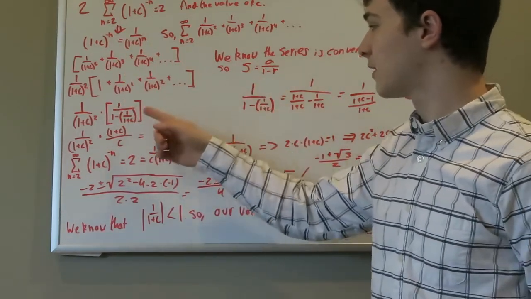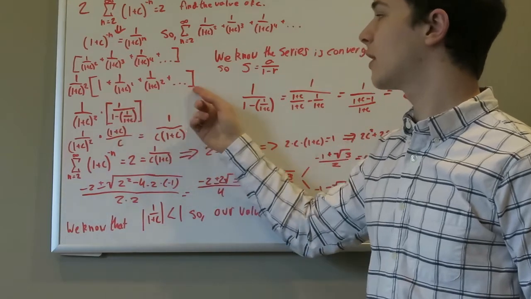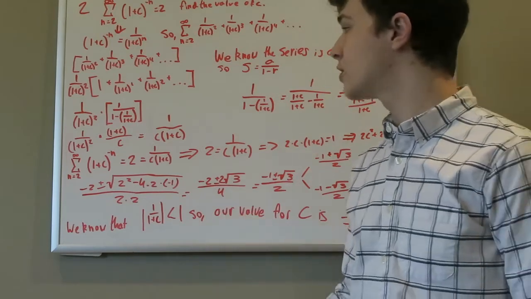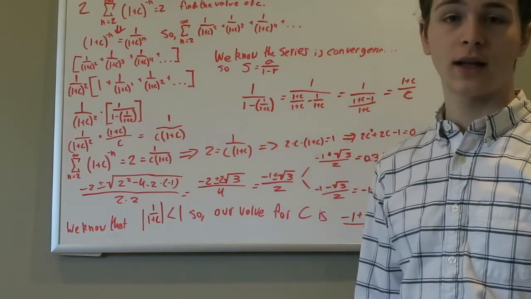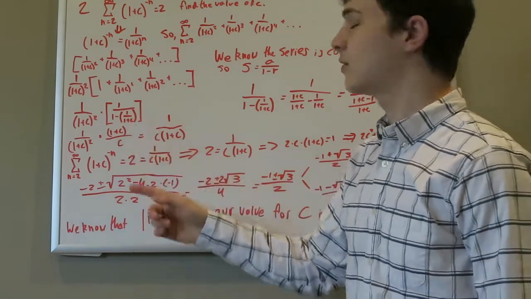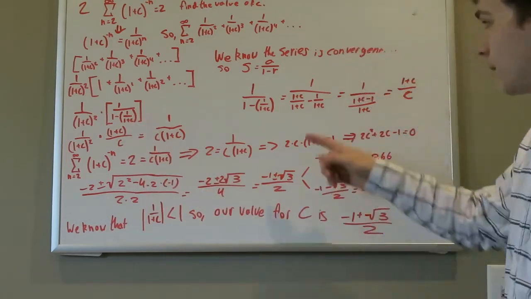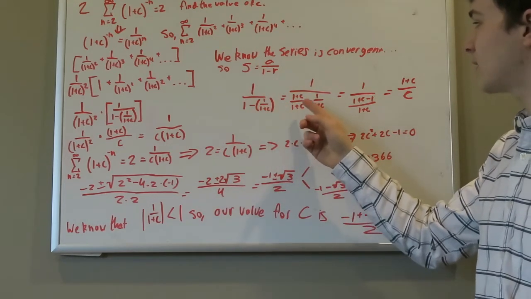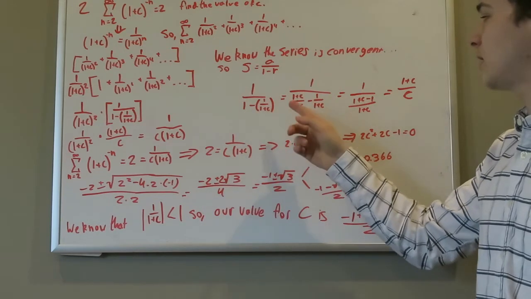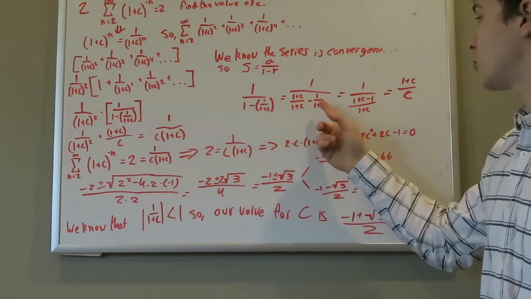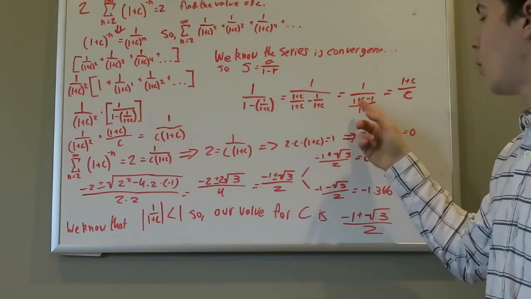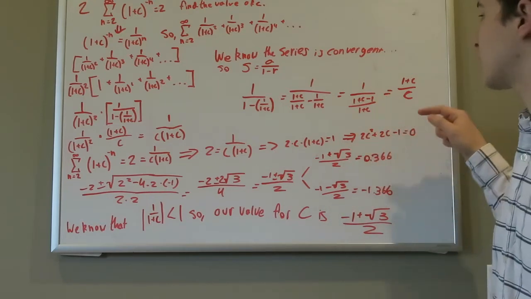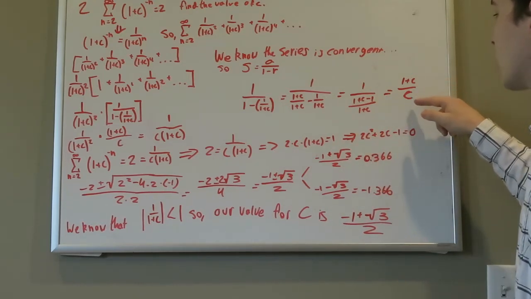So I substituted the sum for that. I have 1 over 1 minus r, which is 1 over (1 + c). I rearranged this to a nicer form: 1 over 1 minus 1 over (1 + c). I converted the 1 to (1 + c) over (1 + c), then subtracted, so now I have 1 over c over (1 + c). The 1's cancel, and I rearrange one last time to get (1 + c) over c.